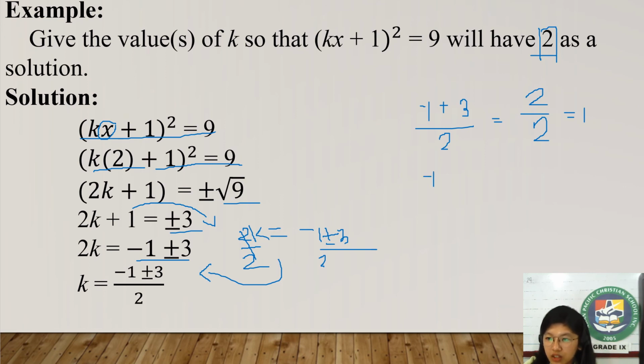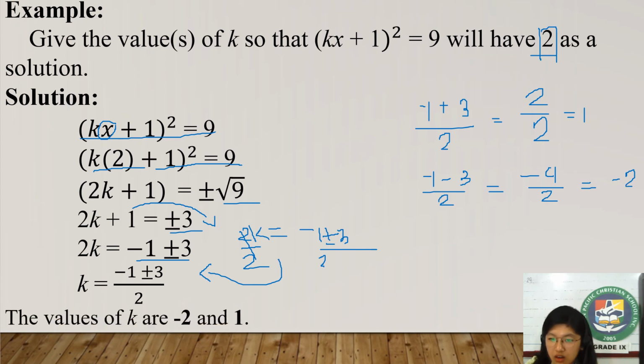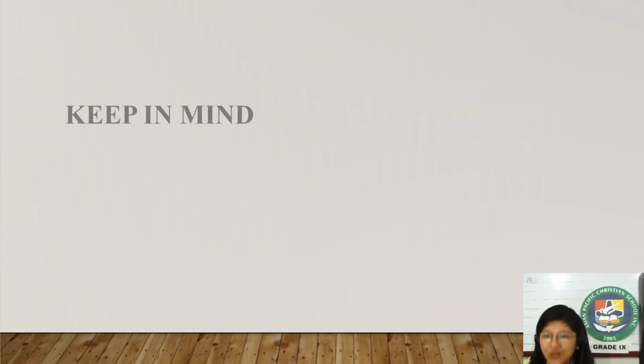Next, we have negative 1 minus 3 over 2. Since same sign, we need to add them. So, negative 1 and negative 3 will give you negative 4 divided by 2. So, negative divided by positive will give you negative. That's why it's negative 2. And the values of k are negative 2 and 1. Since ang solution natin ay 2, so sinubstitute lang natin siya.